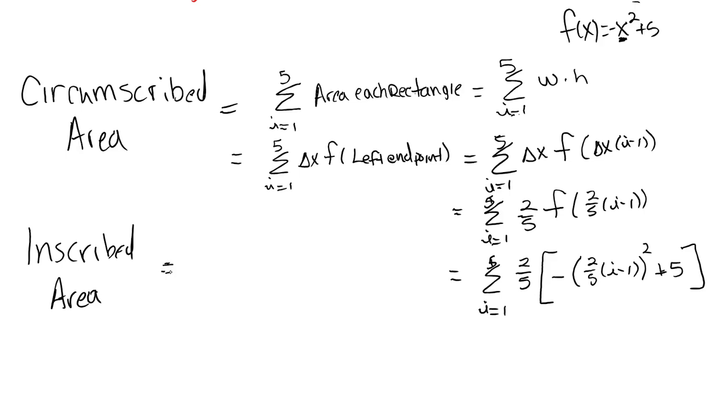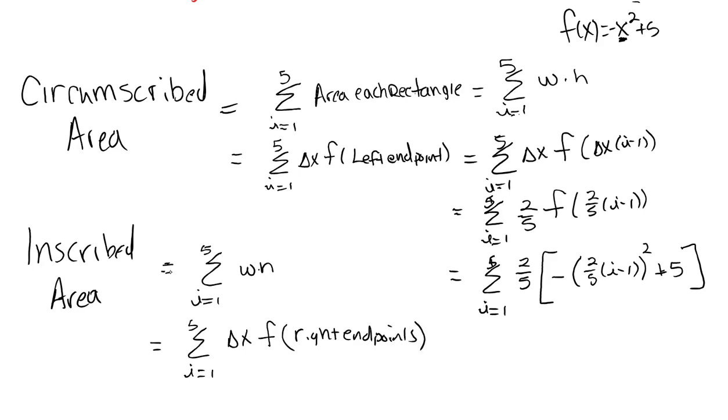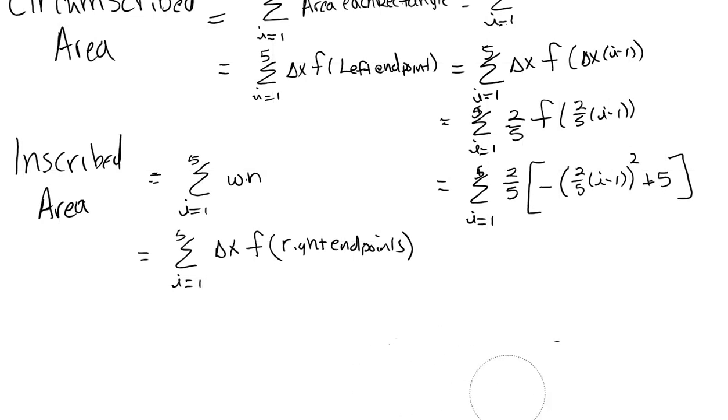I can do the same thing for my inscribed area. We're going to sum those 5 rectangles from i equals 1 to 5. We are summing the width times the height. The width was delta x. The height was defined by the right endpoints for the inscribed area. We had a formula for the right endpoints, and that formula for the right endpoints was delta x times i.